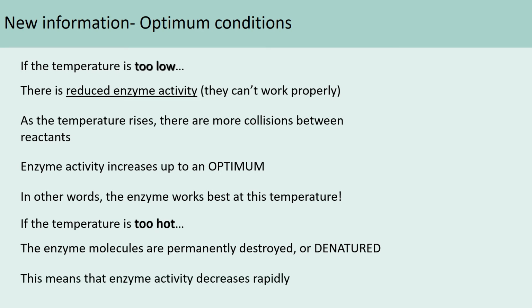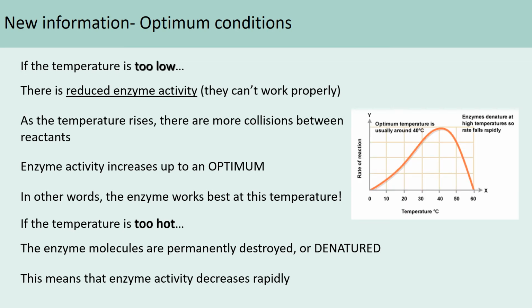And because they're denatured, obviously they're not going to work anymore, so the reaction slows down until it stops. So here is a graph that shows the rate of reaction against temperature for enzymes. And you can see that as the temperature increases, it gets faster and faster and faster till it reaches about 40 degrees Celsius, and that's usually the optimum temperature.